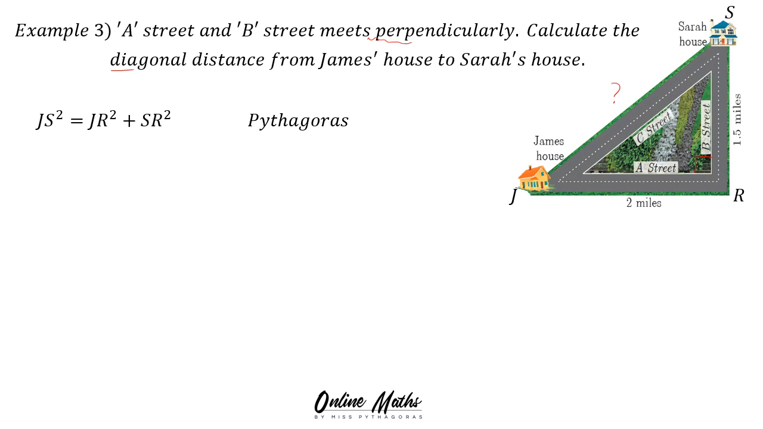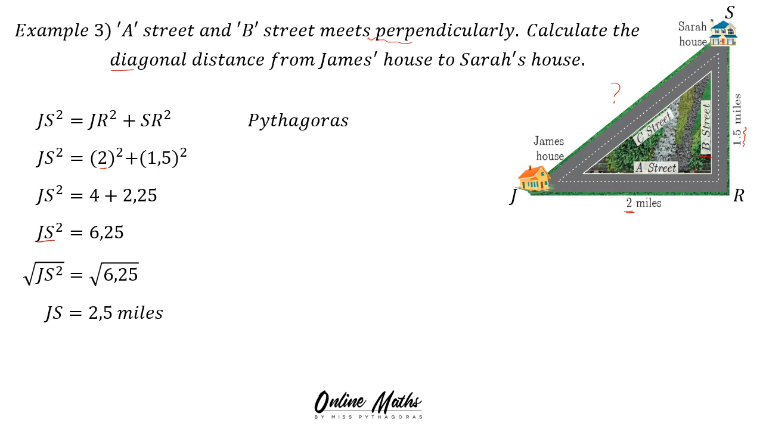Now we can substitute. JS, that's what we're looking for. JR, it was given on the sketch, was 2 squared plus, and SR is 1,5 squared. Then 2 squared, 2 times 2 is 4, plus, and 1,5 squared means 1,5 times 1,5, which is 2,25, plus 4 is 6,25. But then remember, we don't want JS squared, we want JS. So therefore we will take the square root both sides, and the answer, the length JS is equal to 2,5 miles.